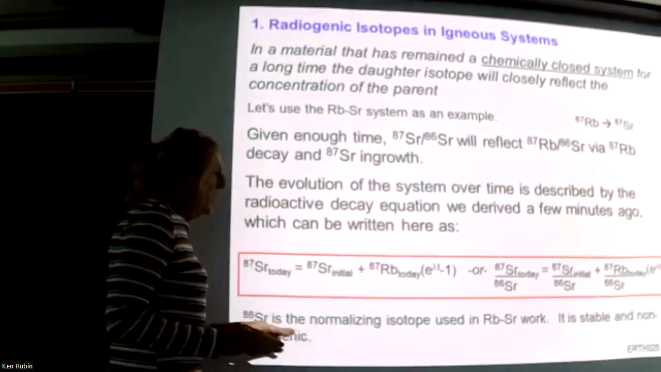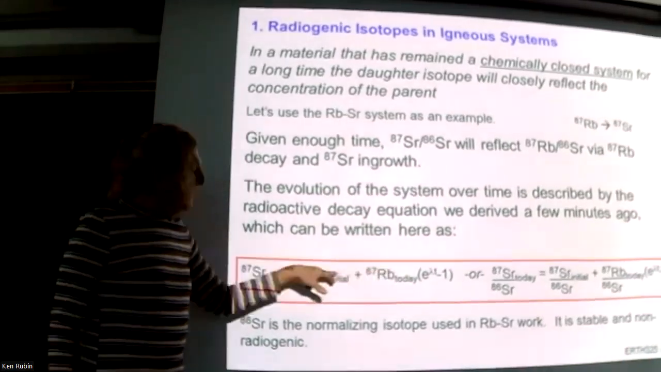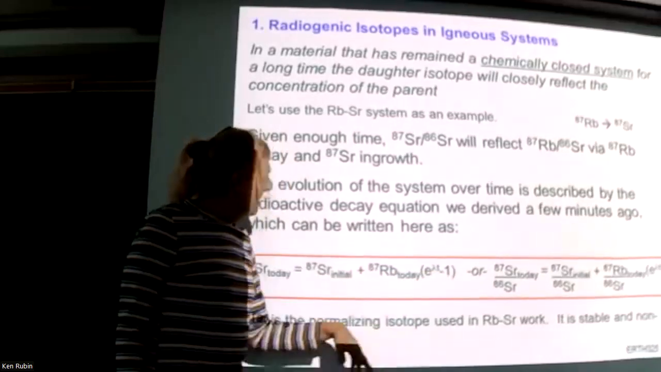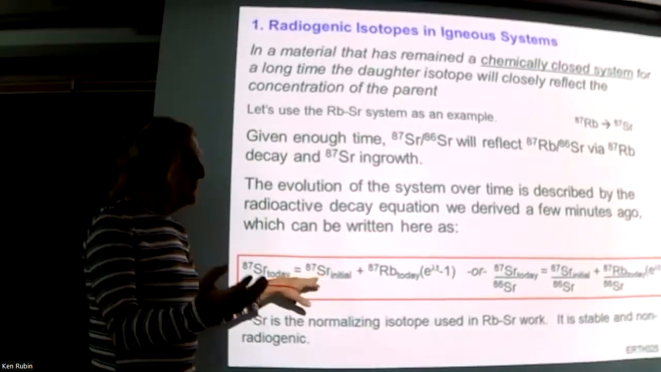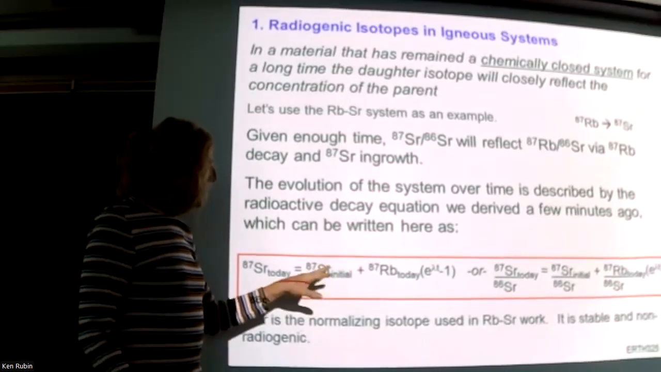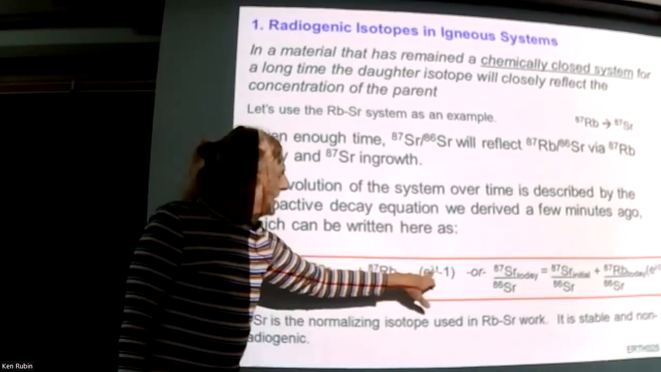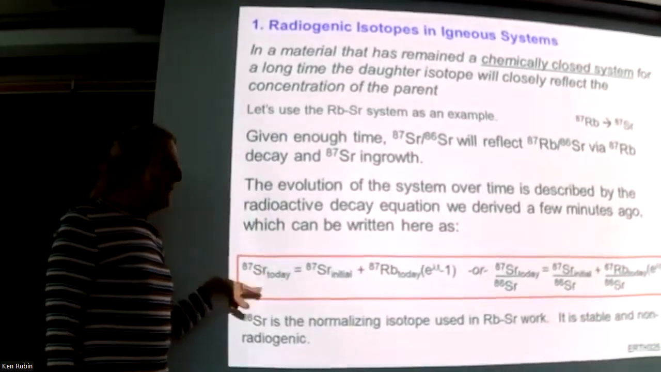But here I'm showing you now, specifically for rubidium and strontium, the radioactive decay equation: the parent times e to the lambda t minus 1, plus whatever initial strontium-87 was in our reservoir. It didn't start with zero. So the amount from decay, plus the amount that was there initially, with the decay constant times time in the exponent, is going to tell us how much we have here today.